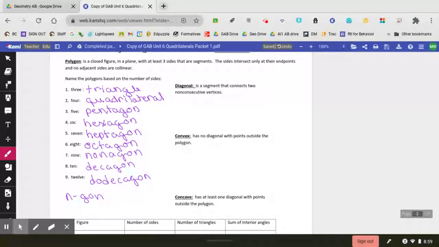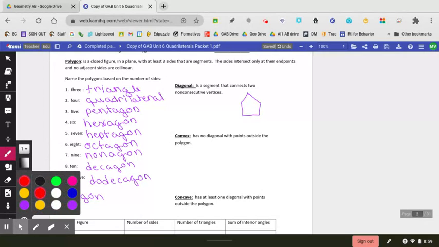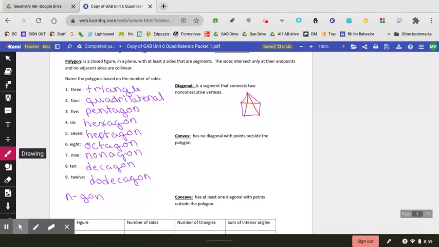So a diagonal, if I start with the pentagon, connects two non-consecutive vertices. So in my pentagon, that would be a diagonal, that would be a diagonal. We could go this way with a diagonal. Anything that skips a side or a vertex.